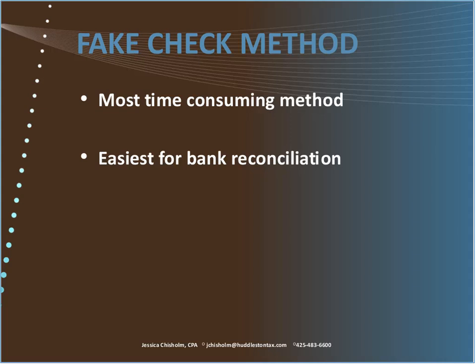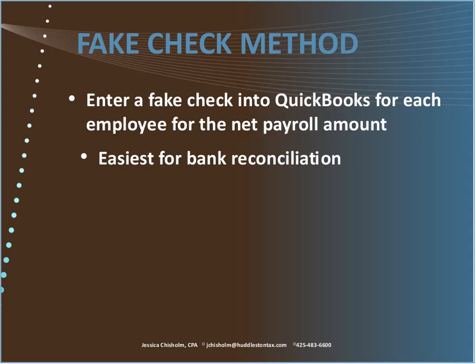So that was the journal entry method for recording the payroll. It's just one lump journal entry. It's fast, it's easy. But if you want a more individualized method where you can see everybody's payroll check separately, you're going to use the fake check method. This is the most time-consuming method, but it's also the easiest for bank reconciliation because you are able to check off individual checks that cleared the bank.